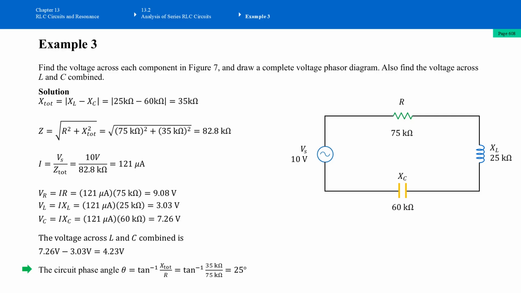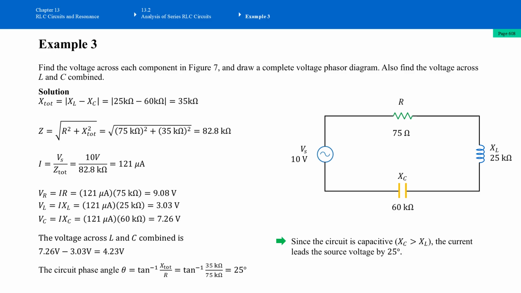Now let's find the phase angle of the circuit. The phase angle theta is the inverse tangent of the total reactance divided by the resistance. So it is the inverse tangent of 35 kilo ohms over 75 kilo ohms. Using the calculator, we compute that it is 25 degrees.